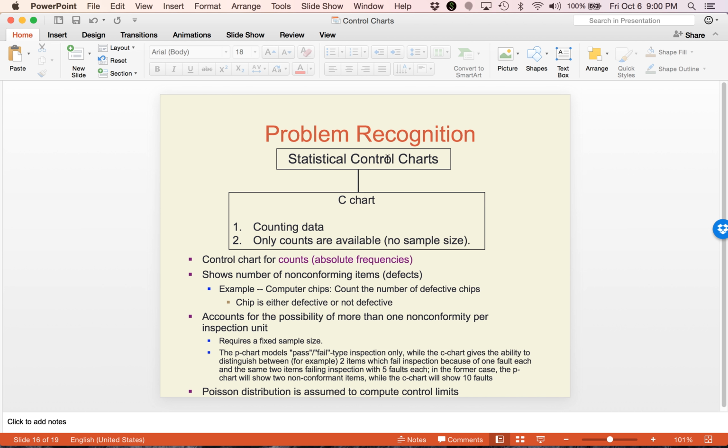Sometimes you have to use a C chart because we don't have the sample size available. We only know the count of how many things, and we're always counting the same number, even if we don't know what it is.